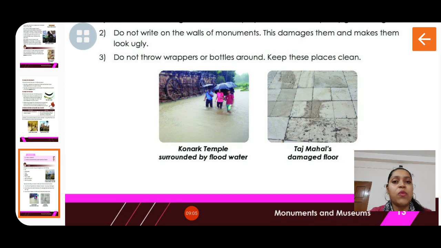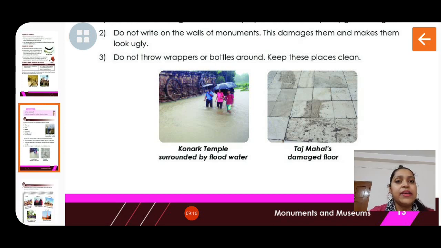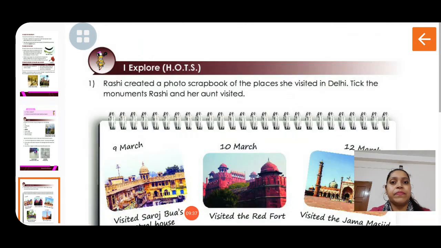Now you can see Konark Temple surrounded by flood water. Can you see? Yes, this is also a monument. Konark Temple is a monument. Here's a picture of Konark Temple surrounded by flood water. And then a second picture is shown, Taj Mahal's damaged floor. So these monuments need to be maintained. Here a picture of both these monuments, how they are destroyed by nature and by people. It's been shown here.